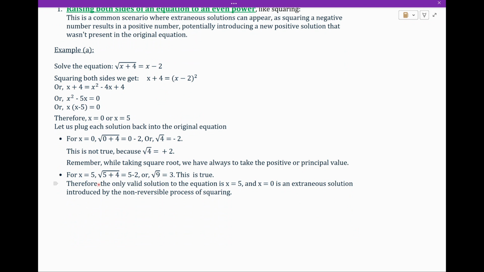For x is equal to 5, square root of 5 plus 4 is equal to 5 minus 2, or square root of 9 is equal to 3, and this is true. Therefore, the only valid solution to the equation is x equal to 5, and x is equal to 0 is an extraneous solution which was introduced by us while squaring both sides, and that is a non-reversible process.